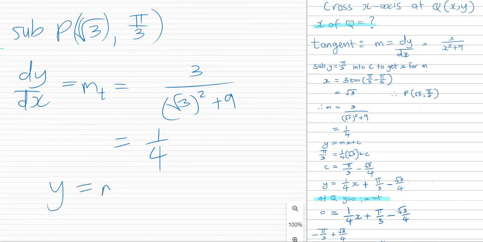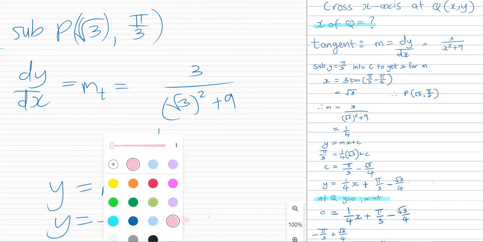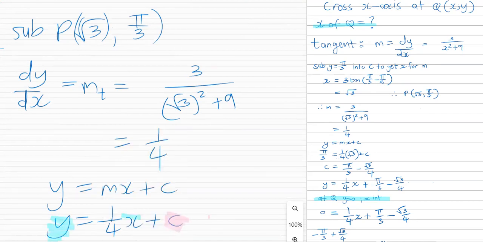We know that a tangent looks like this: y equals mx plus c. We already have our m, so we have a situation with y equals a quarter x plus c. And the last step is we need to solve for our final unknown of c. So all we need to do is sub in some point for x and y. If we sub in some point for x and y, we'll have only one unknown, and then we'll be able to figure out what c is.